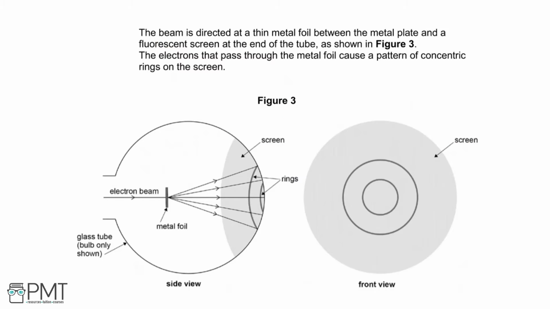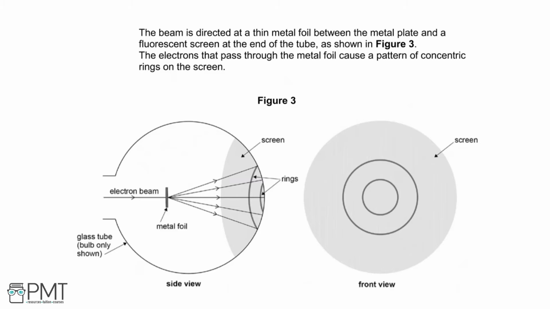The beam is directed at a thin metal foil between the metal plate and a fluorescent screen at the end of the tube, as shown in figure 3. The electrons that pass through the metal foil cause a pattern of concentric rings on the screen. We've got figure 3 there. Electron beam comes through the metal foil. We get that diffraction effect, which produces rings on the screen.